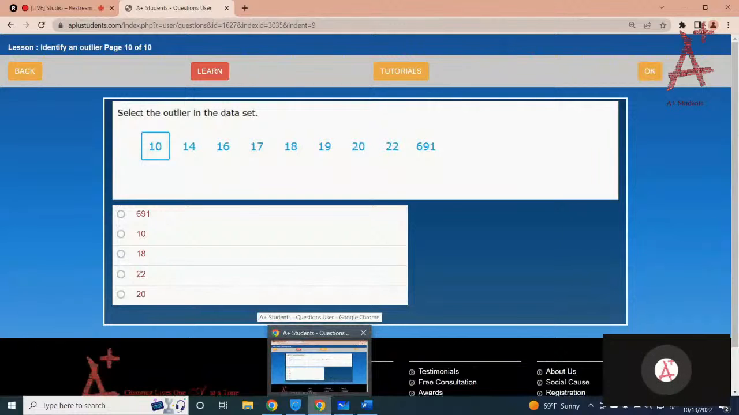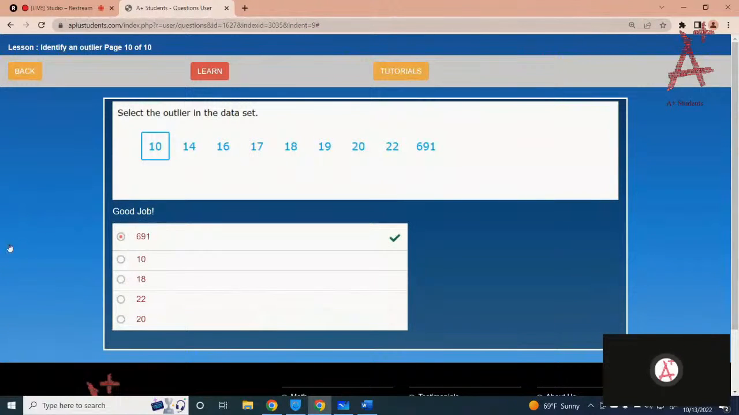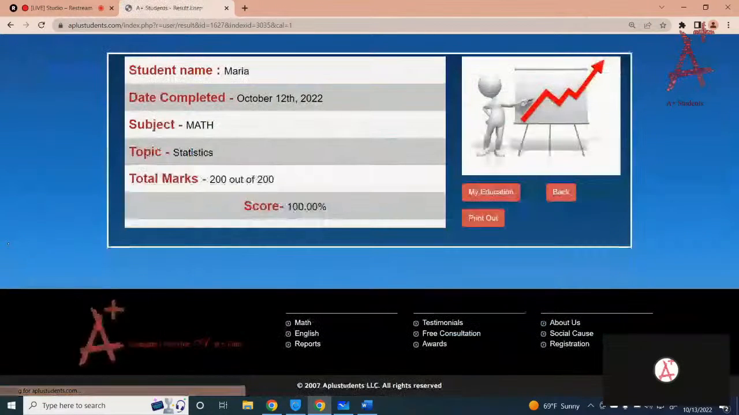Okay, select the outlier in the data set. 10, 14, 16, 17, 18, 19, 20, 22, and 691. So which value is an outlier? The extreme value, that is 691, is an outlier. Got it? So select the correct option and click on the OK button.